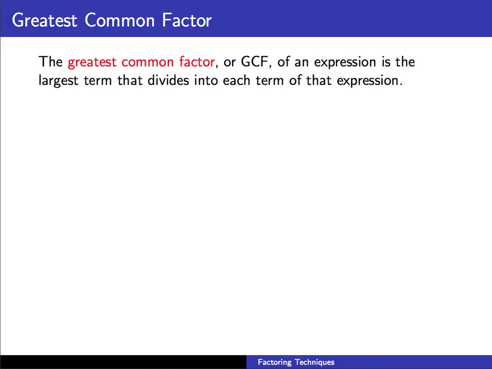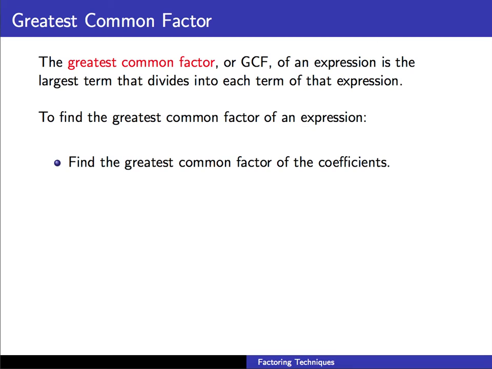For instance, the greatest common divisor of 4 and 10 is 2, because 2 is the largest number that divides into 4 and also that divides into 10. And you'll need that for this as well, but we're also going to look at using algebraic terms in addition. So to find the greatest common factor of an algebraic expression, first find the greatest common factor or greatest common denominator of the coefficients. So for instance, if your coefficients are 4 and 10, your greatest common factor of the coefficients is 2. So greatest common factor, same thing as greatest common divisor.